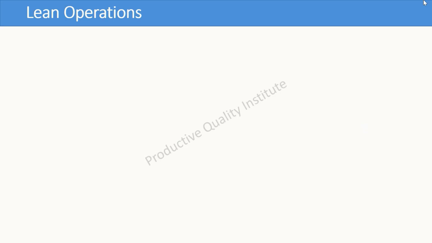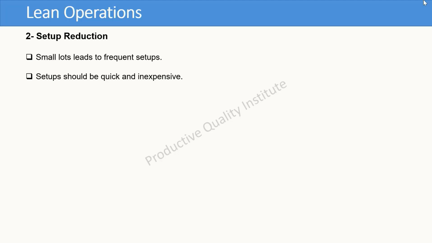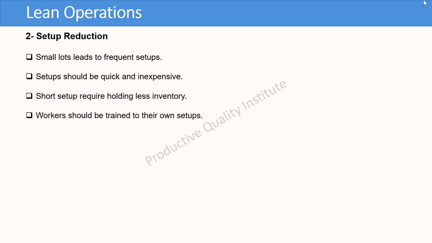As we know from the last slide, setup reduction is very important to reduce time waste and total cost, because smaller lots lead to frequent setups. So, setups should be quick and inexpensive. This leads to short setups, which require holding less inventory. However, workers should be trained to do their own setups. An example of reducing setup times is using standard fixtures for many types of parts.